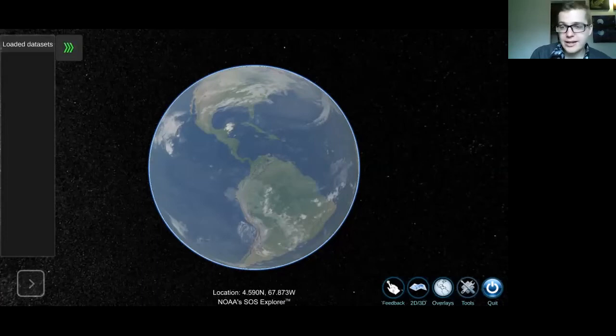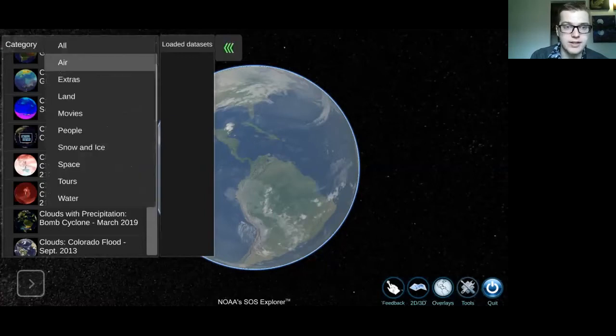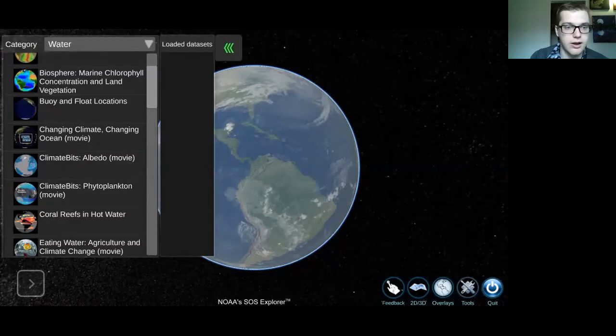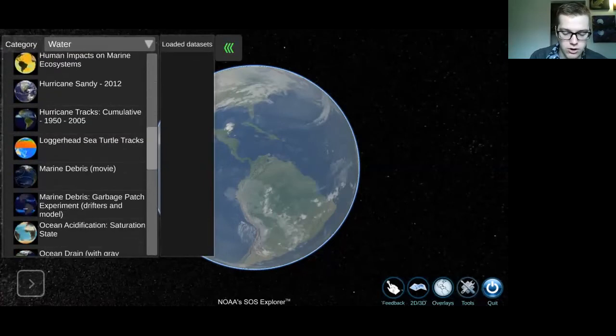So I'm going to pull up a data set right now. It's going to be using the green button over on the left-hand side, the little glowing arrows. And as you can see, when I tap that button, this whole menu slides over. We've got the categories up on top. So for the first category, we're going to be looking at water. So if I tap where it said air right there, then I can scroll down to the water category and tap that. And then I'm going to be looking for a particular data set that is called ocean currents.